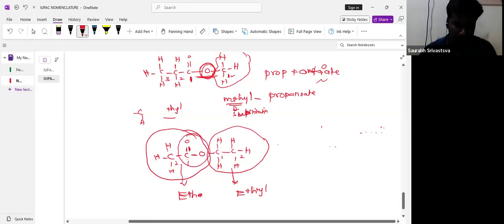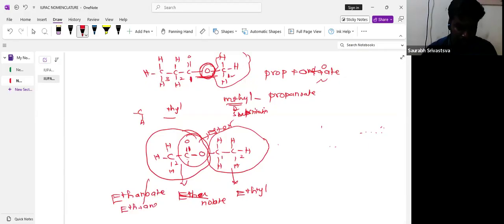Next, here the COO functional group is there. This is called the ester functional group. Correct. So ester functional group means ETHANOATE. That's what I said: ETH, ANE plus OATE. So here the E should be removed and you should add this part. Okay, ethanoate. Why I wrote ethanoate: because 2 carbons are there. That's why I wrote ethanoate.